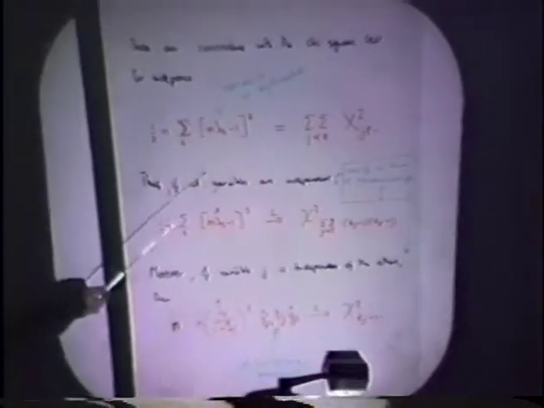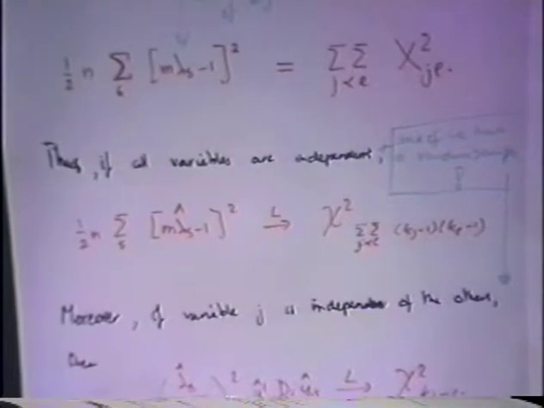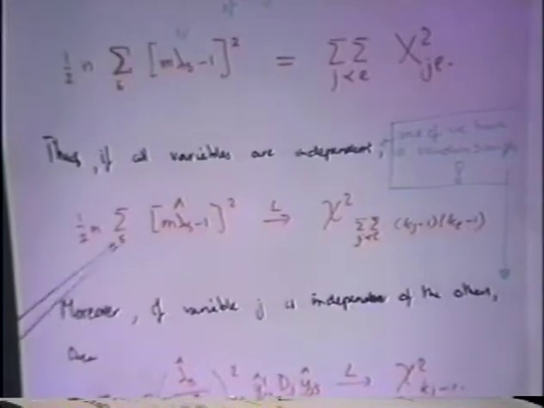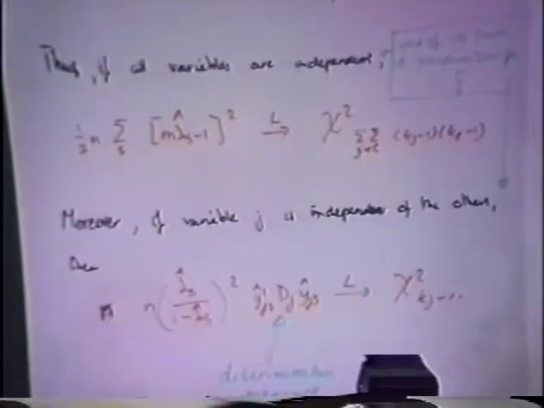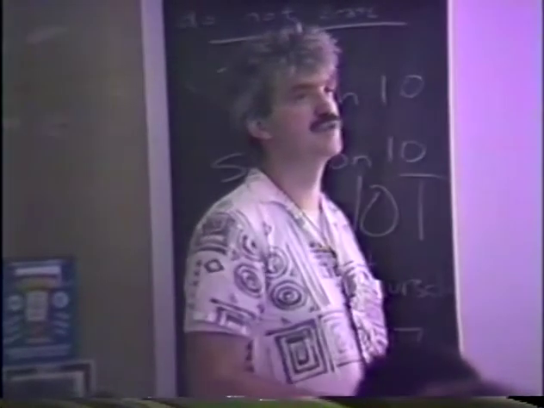Now this means, of course, that if all variables are independent, and you have a random sample, it states here in green with a large exclamation mark, if all variables are independent, then this quantity up here converges in law to a chi-square with the appropriate number of degrees of freedom, where the appropriate number of degrees of freedom is simply the sum of each of the degrees of freedom you would get from the individual cross tables.